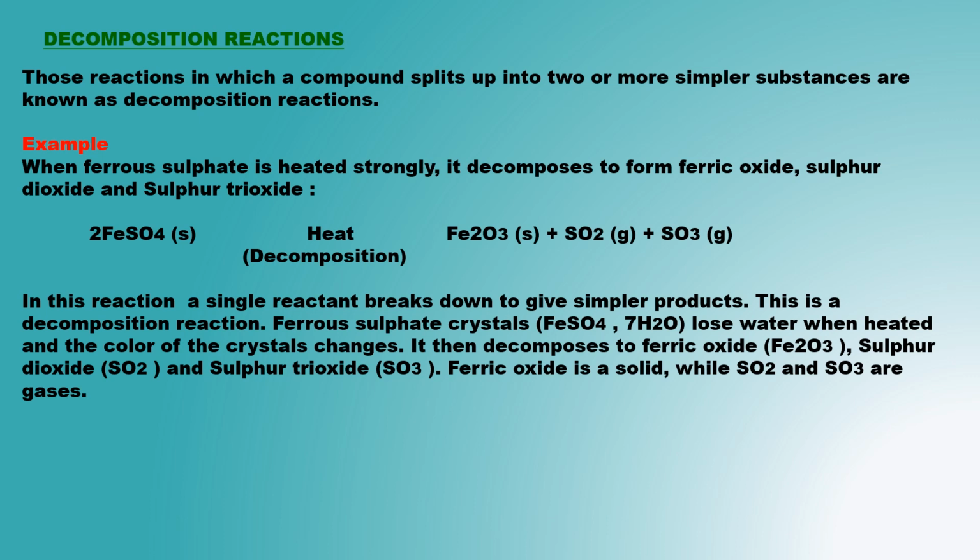Ferrous sulfate crystals contain 7 molecules of water of crystallization. These crystals are green in color. When the green-colored ferrous sulfate heptahydrate crystals are heated, they first lose 7 molecules of water of crystallization to form anhydrous ferrous sulfate, which is white in color. And then this anhydrous ferrous sulfate decomposes to give ferric oxide, sulfur dioxide and sulfur trioxide.